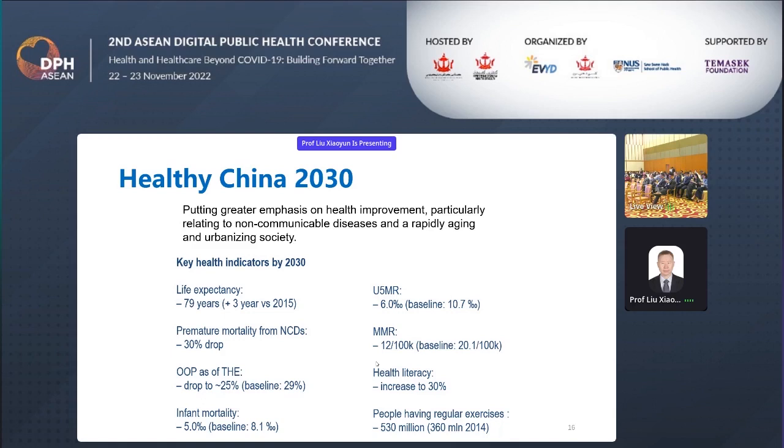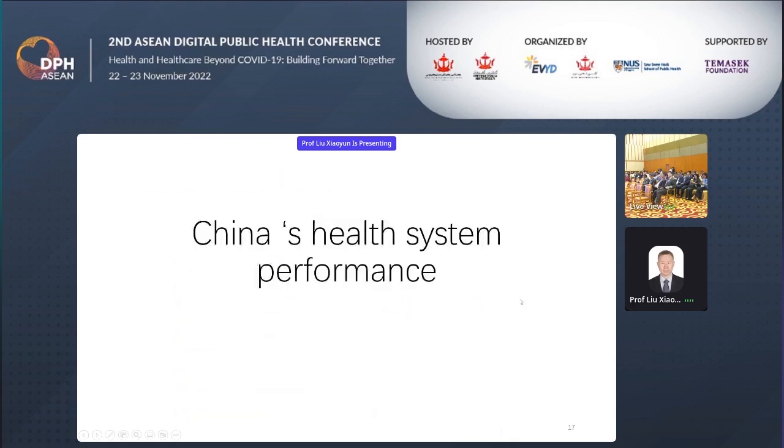So this Healthy China strategy emphasizes sectoral collaboration, because to achieve this goal, the health sector alone cannot achieve it. We must have overall society collaboration, whole-of-society collaboration, to achieve this goal. Okay, so this is the brief introduction on the reform measures during the last 12 years or 13 years.